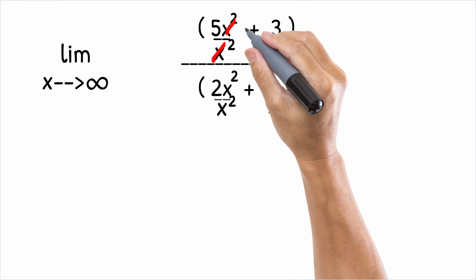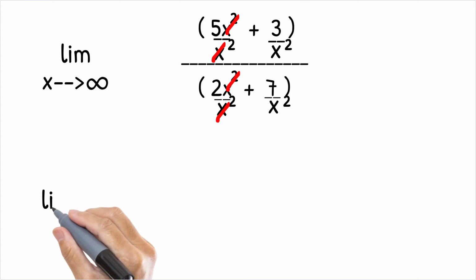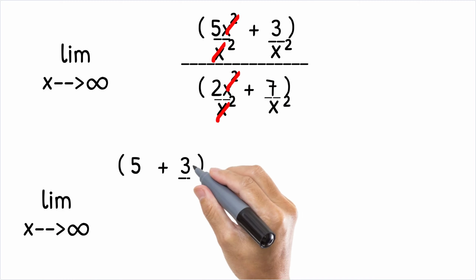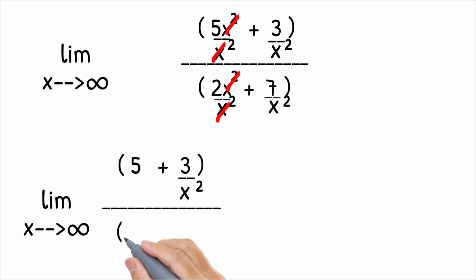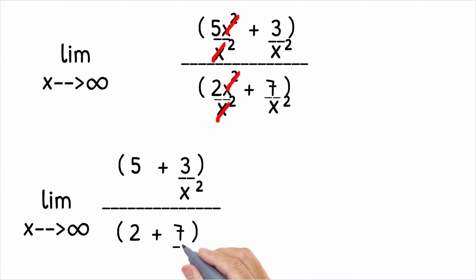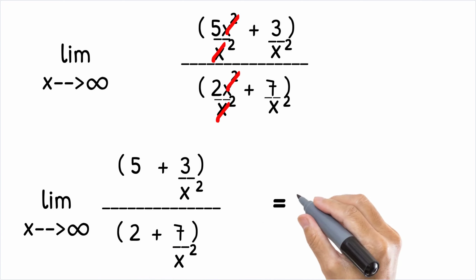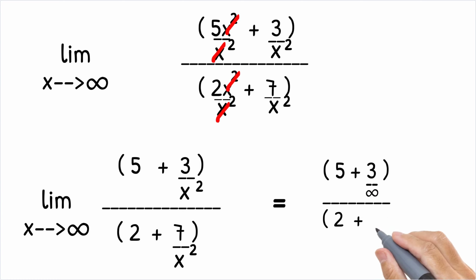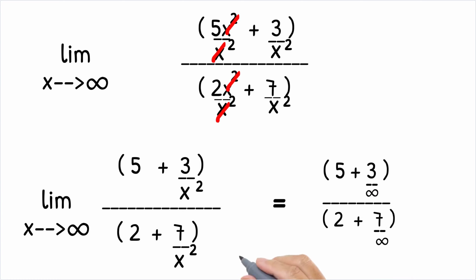x squared in the numerator and denominator are simplified. After simplification, the limit as x approaches infinity of (5 plus 3 by x squared) over (2 plus 7 by x squared). Now substitute x value as infinity. We know that any number divided by infinity is 0. Hence, it will be (5 plus 0) over (2 plus 0). The answer is 5 over 2.